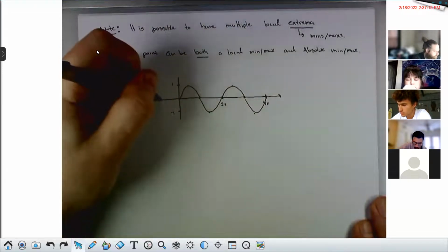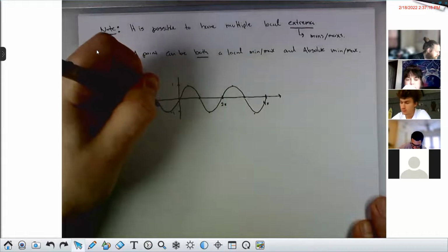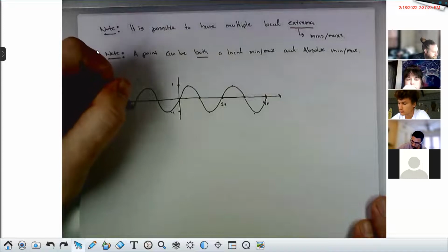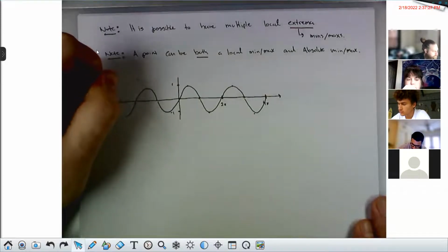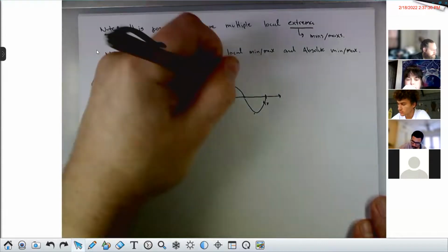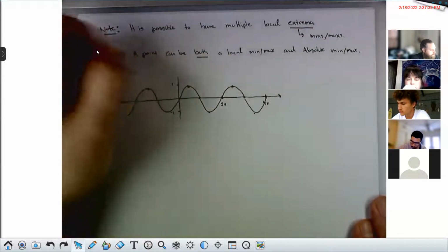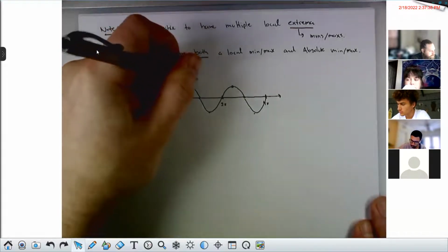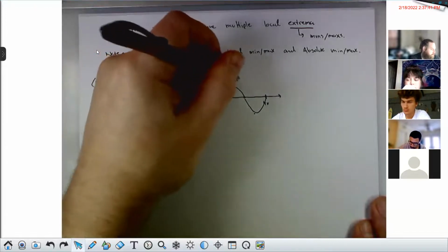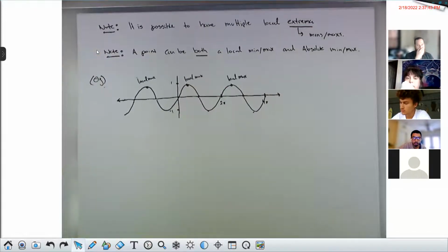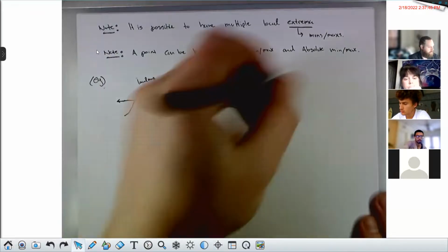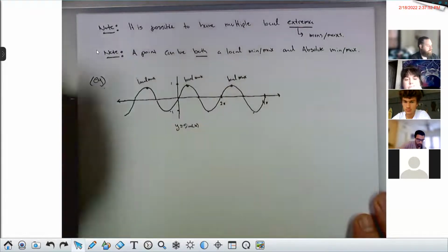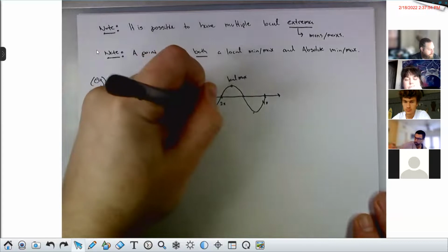And of course, it continues over here. So each one of these is a local max. Sine has infinitely many local maxes. Each one of these is a local min.